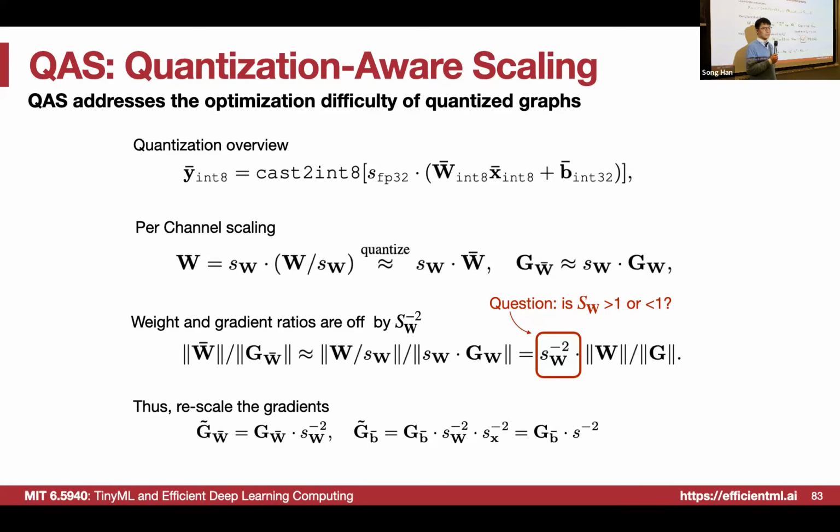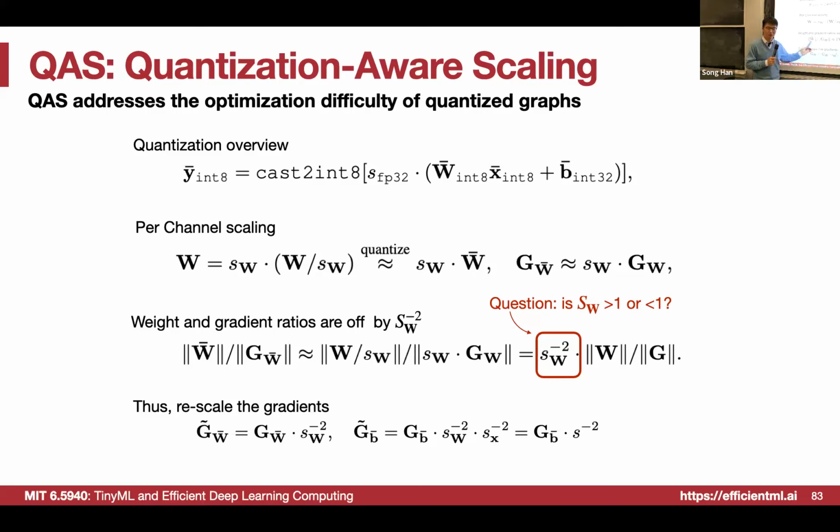So if we calculate the gradient with respect to the quantized weight, we just apply the chain rule. If we know the gradient with respect to the original weight, we have S_W here. So the gradient with respect to the quantized weight will be the scaling factor times the original gradient to the FP32 weight. So now is the interesting part. We want to calculate the ratio between weight and gradient. Why is that important? Because we don't want the gradient to be too large, otherwise it will overwhelm the weight. We don't want the gradient to be too small, otherwise it cannot nudge the weight.